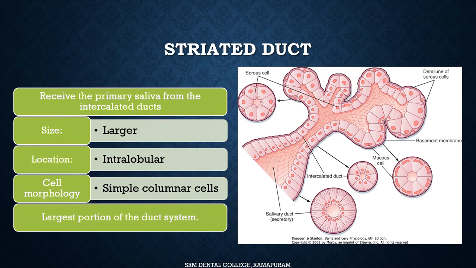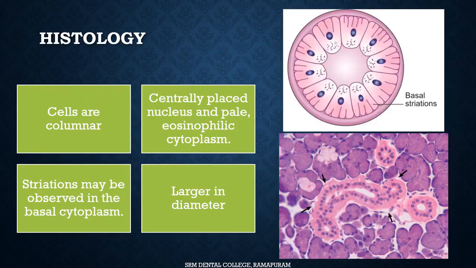Coming to the cell morphology, the striated duct is lined by simple columnar epithelium and they form the largest portion of your ductal system. So under the microscope, the striated duct is larger in diameter when compared to your intercalated duct. They are lined by simple columnar epithelium.